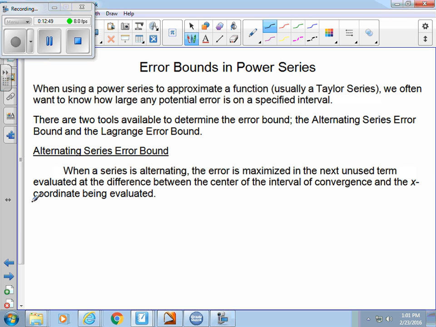So the error is maximized by the next unused term. Because this series alternates, it alternates accuracy: overestimate, underestimate, overestimate, underestimate, because of the plus, minus, plus, minus. And so the most the error could be is the next term.